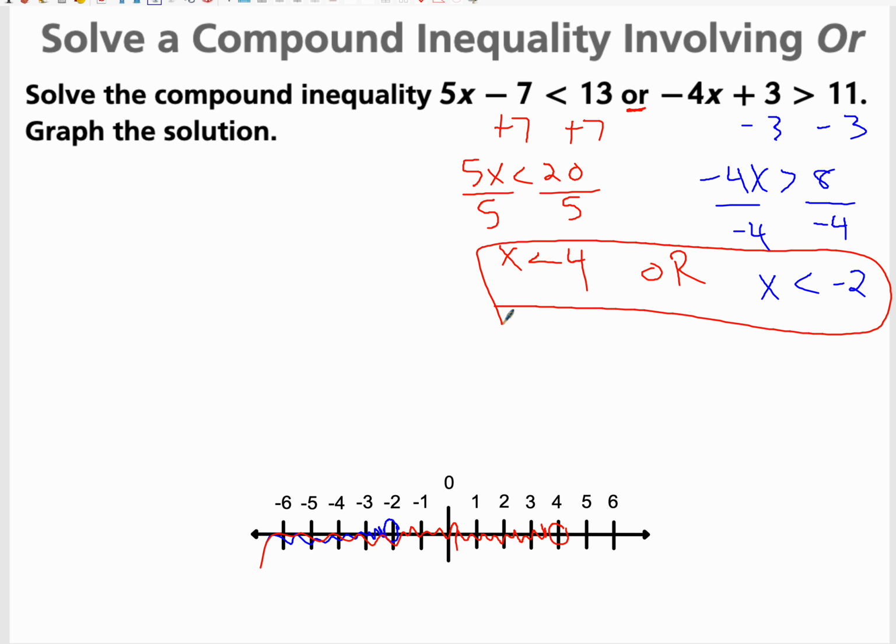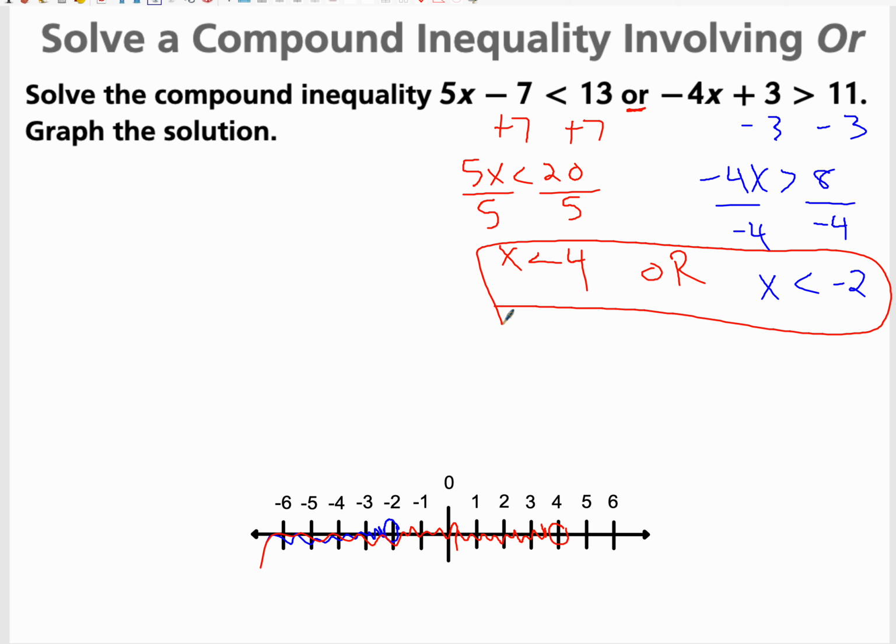Now, normally if we had this, like if we cut this part off and the only inequality we had was x is less than negative 2, would negative 2 work as a solution? No, because negative 2 is not less than negative 2, right? But if I also include or x is less than 4, now does negative 2 become part of my solution? Yes. As I shade in from to the left of 4, it shades in that box, and that's okay.